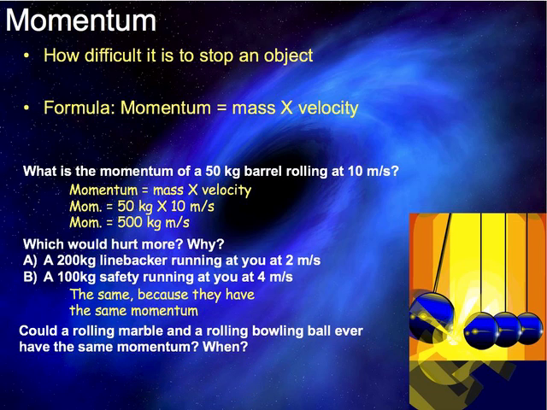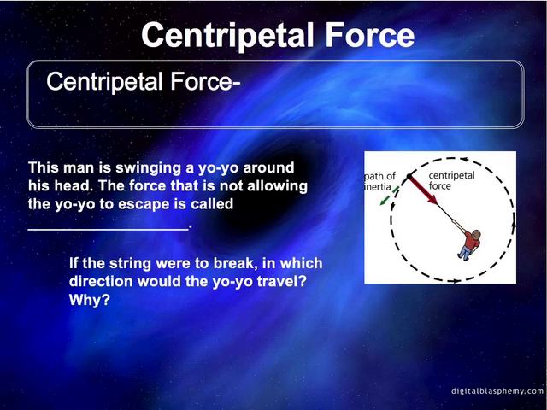Could a rolling marble and a rolling bowling ball ever have the same momentum? Yes, when the bowling ball is going very slowly and the marble is going very quickly. Again, momentum is mass times the speed or velocity. So yes, they would if the marble was rolling very quickly, or the bowling ball was going very slowly.